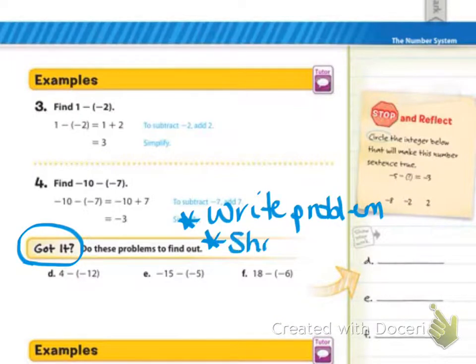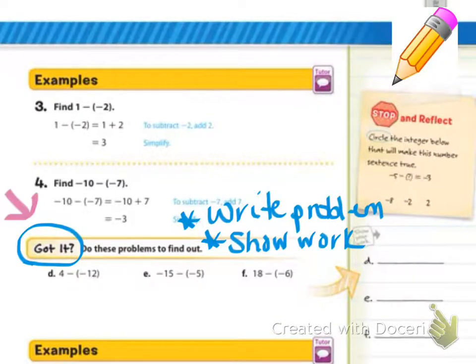Okay, examples 3 and 4 have already been given, so now it's your turn, pointing to the Got It's. You need to write the problem and show your answers for D, E, and F. So now would be the time to pause, work the 3 problems, use the KCC strategy if you need to, make sure your answers have the correct number and the correct sign, and then come back and check your work. Pause here.